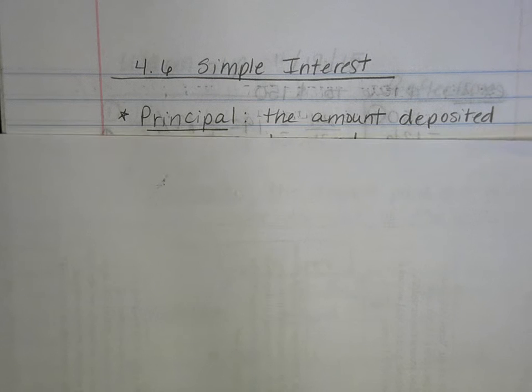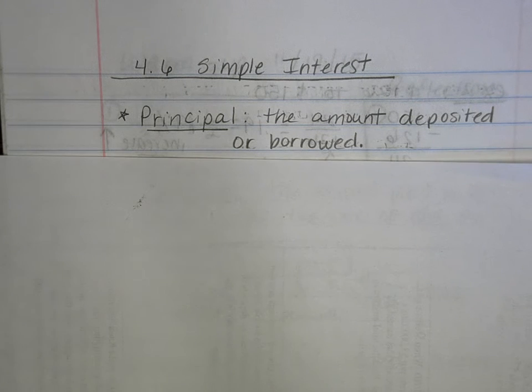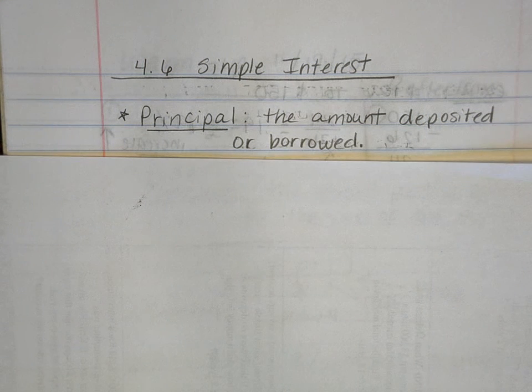Let's first define principal, this word. It's not like your principal at your school. It's a different principal. It's, what do you call those, homophones? Like, same spelling, different meaning. So, it's the amount deposited or borrowed is your principal. Okay? So if you deposit $100 into your account, that is your principal. If you borrow $100, it's still your principal. Okay? The amount deposited or borrowed.